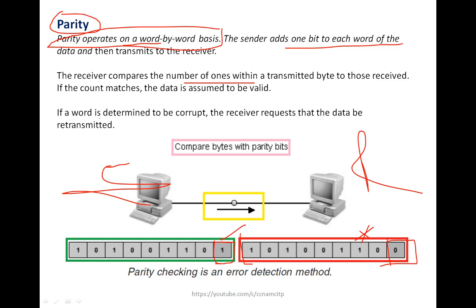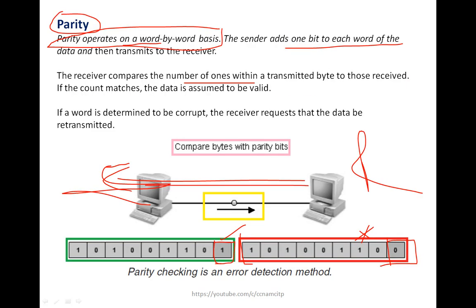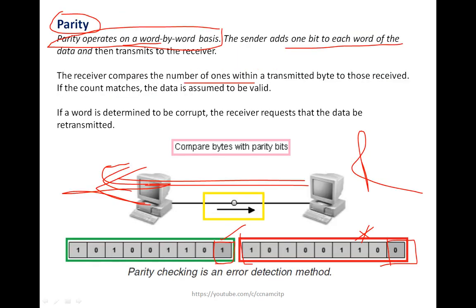If a word is determined to be corrupted, so your data is corrupted because it got changed, the receiver requests that the data be retransmitted. So the receiving device will request to retransmit the data once again. Even and odd parity, there are two types of parity here, guys. One is even and the second one is odd parity. The receiver must be configured to use the same type of parity checking as the sender. So at both systems, the same parity method should be enabled.